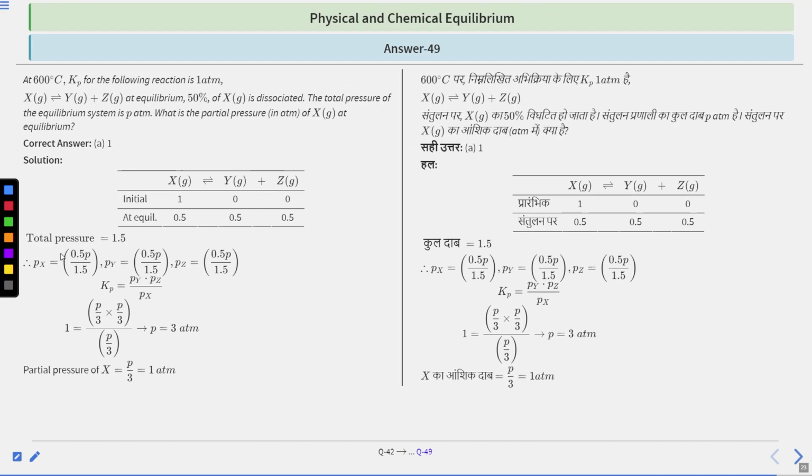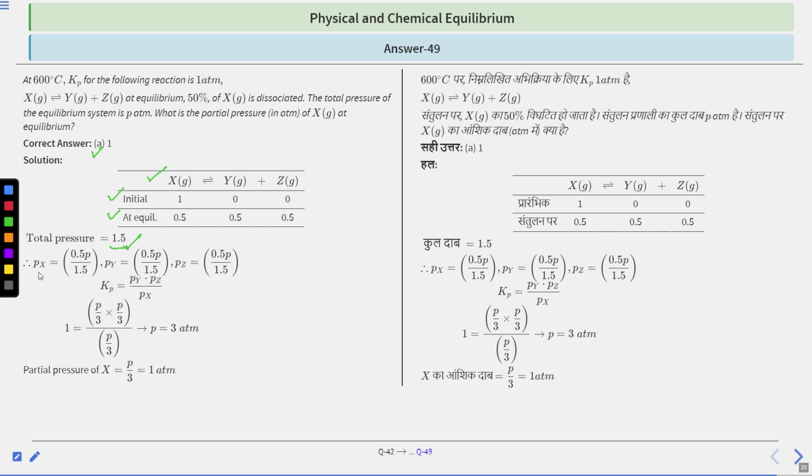Okay, let's see. So the correct answer is option A. Let's see how. We have been given this reaction in the question. X is giving us Y and Z, and the product and the reactant both are in gaseous form. So initially, X is 1 mole, Y is 0 and Z is 0. At equilibrium, it is dissociating 50%, so X will become 0.5, Y will become 0.5 and Z will become 0.5. And if we calculate total moles, it will be 0.5 plus 0.5 plus 0.5, which is 1.5.